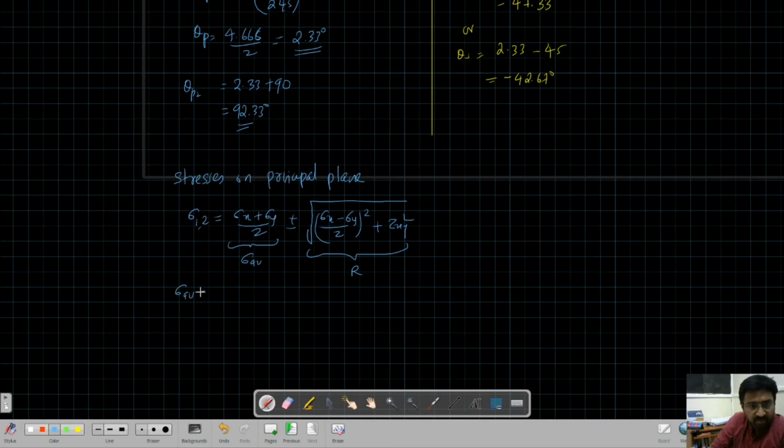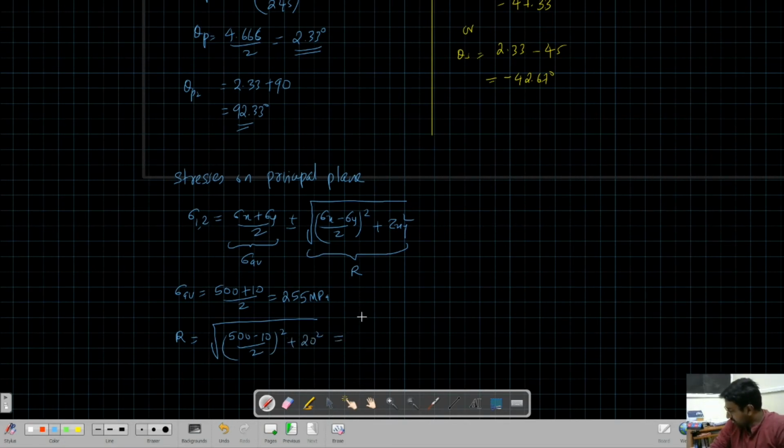So sigma average is (500 plus 10) by 2, which is equal to 255 MPa. R is equal to under root of ((500 minus 10) by 2) whole square plus 20 square, which comes out to be 245.8 MPa.